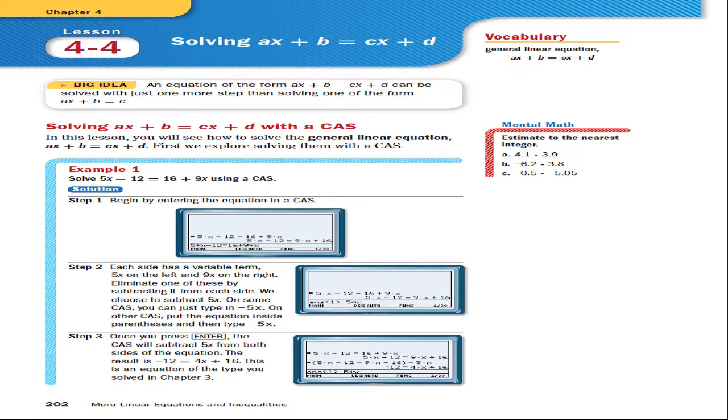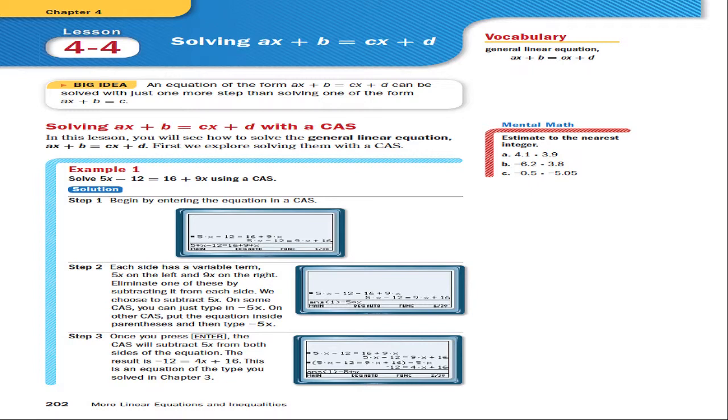Our goal here is to manipulate this using algebra, the properties that we know, and get it into the form of ax plus b equals c, because we know how to solve that. We've done that before. We did that back in chapter 3.